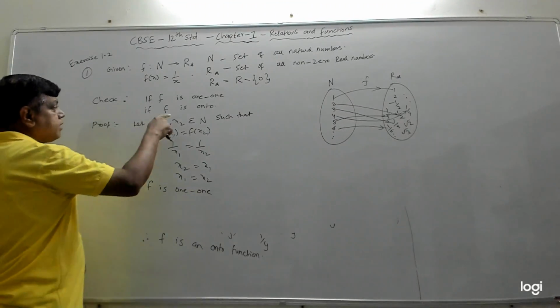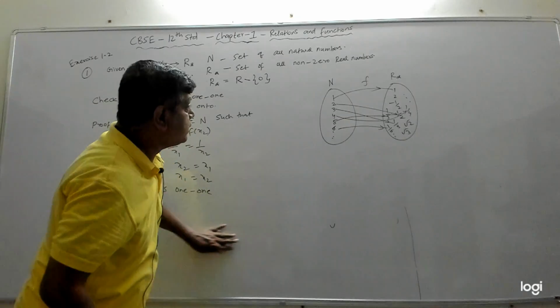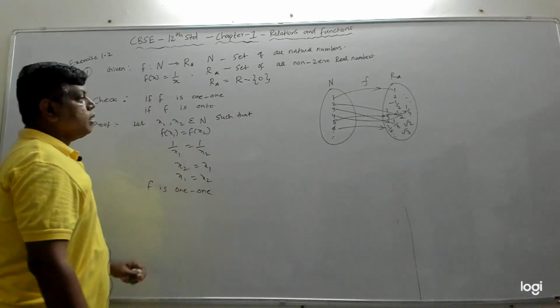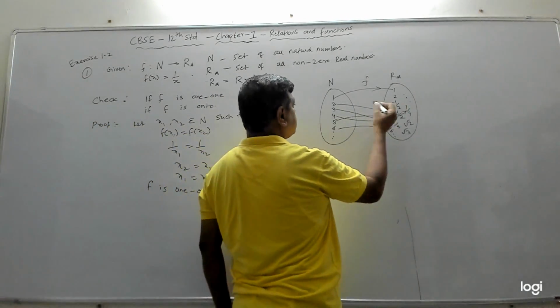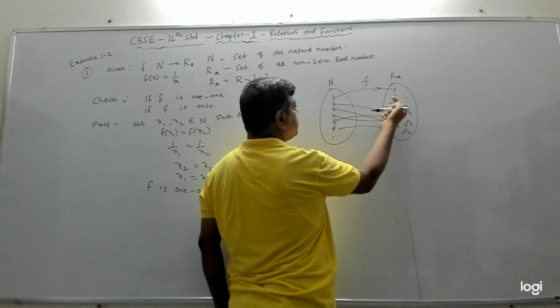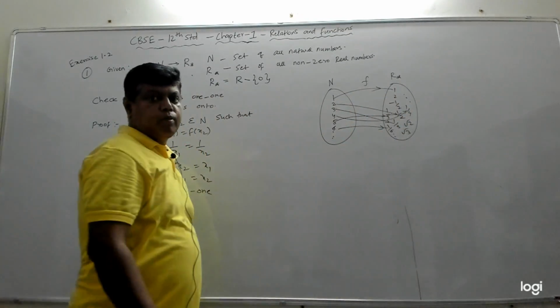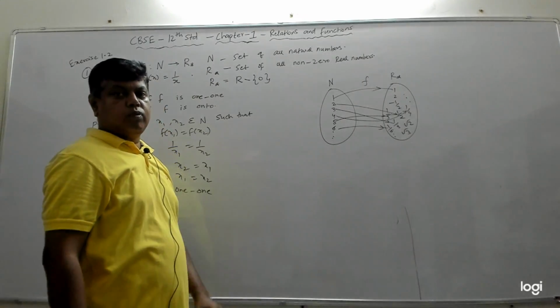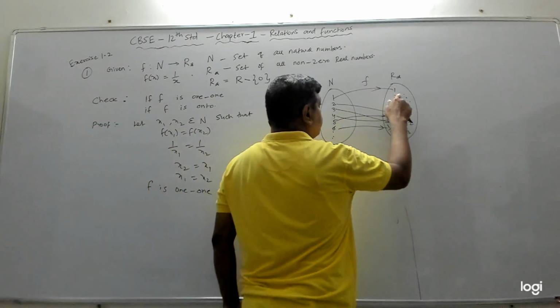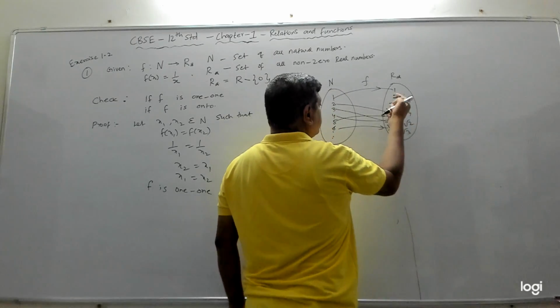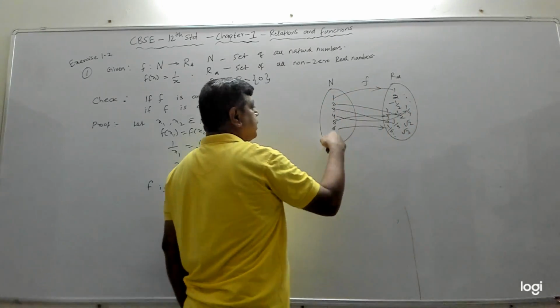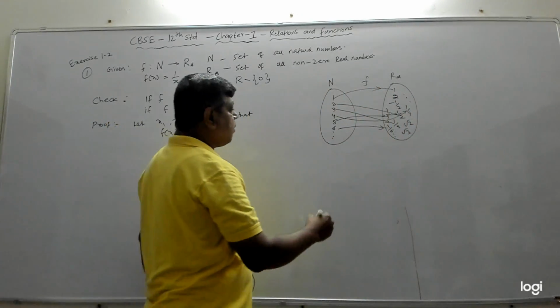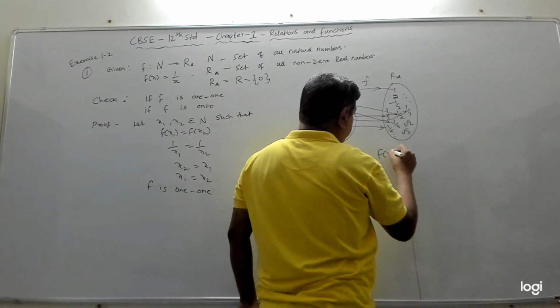Now we should check whether it is onto. Now clearly, is it onto? For example, take 2. Which element will go to 2? Suppose I take the element 2, which element will go to 2? So 2 can be an image of which number here? Which means f of x, can it become 2?